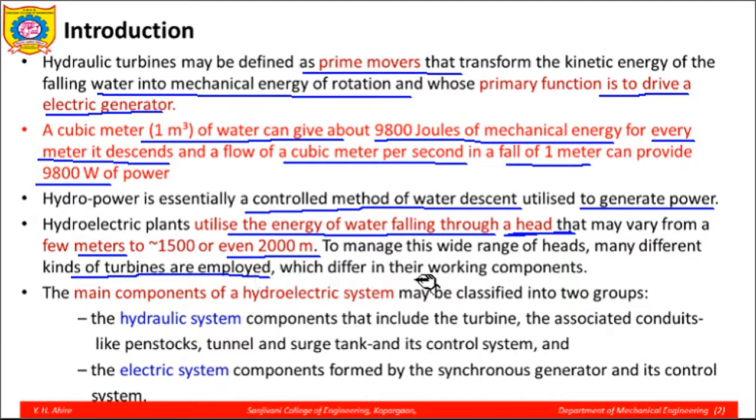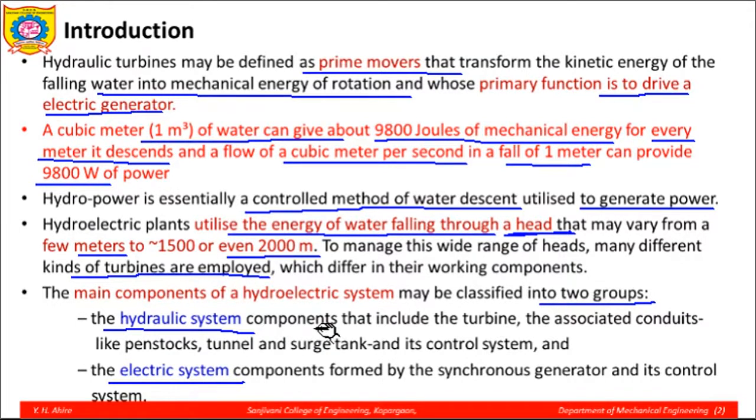Different types of turbines are designed to work with these varied heads available naturally, okay, which differ in their working components. So the design of the turbines are different. The main components of a hydroelectric system may be classified into two groups. So the main components of a hydroelectric system can be grouped as a first group, a hydraulic system, and the second group of components as electric system.